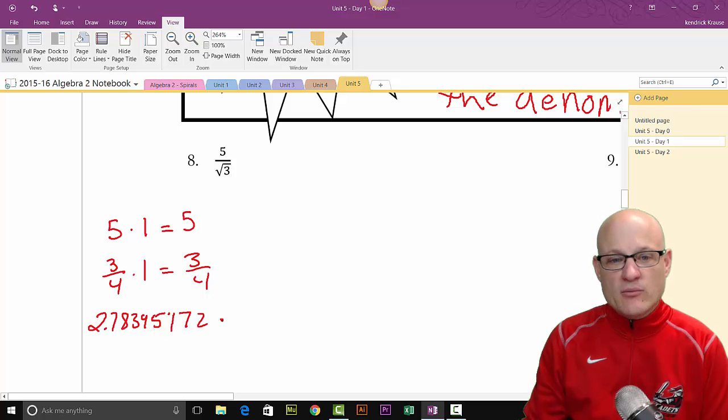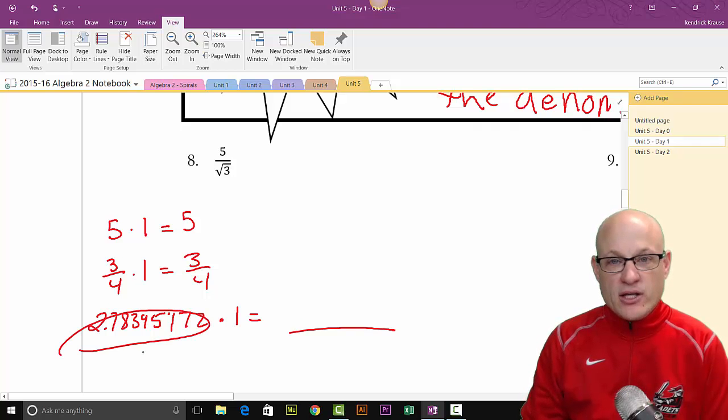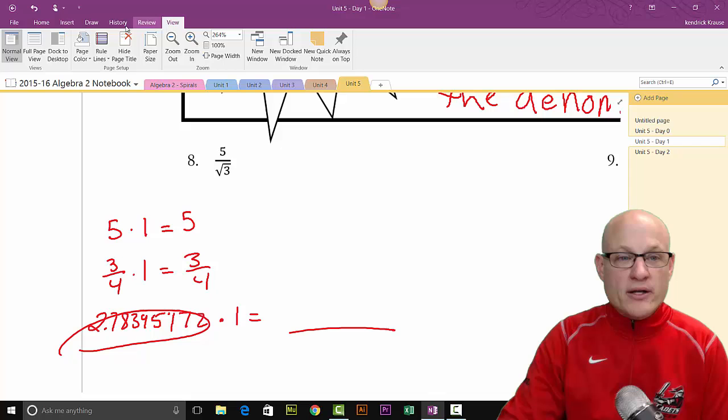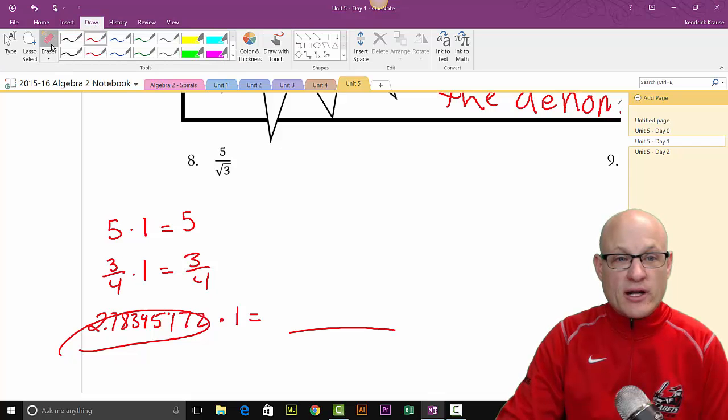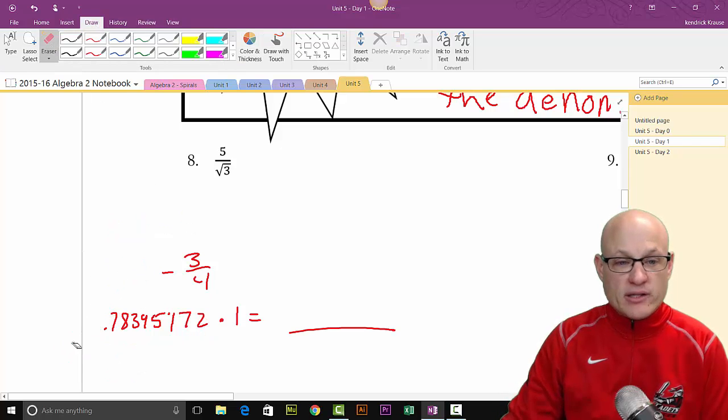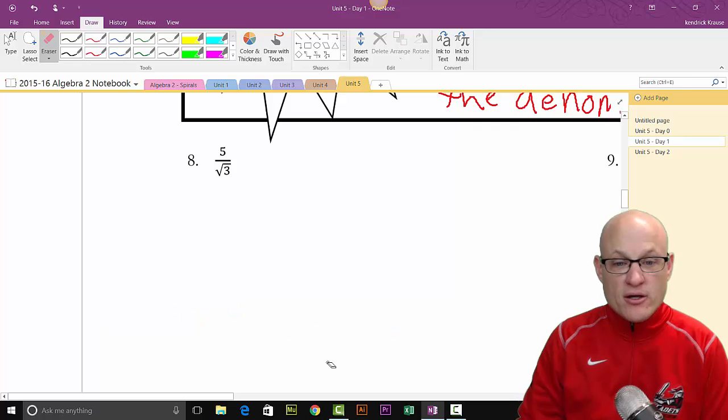And then someone tell me what 2.783951172 times 1 is equal to. I'm not writing it out. It's that thing. You get my point? If you multiply by 1, you do not change the value of whatever it is. It's the one single number in the entire world that if you multiply by it, it doesn't change the value.